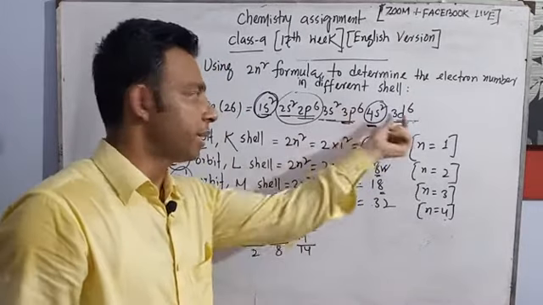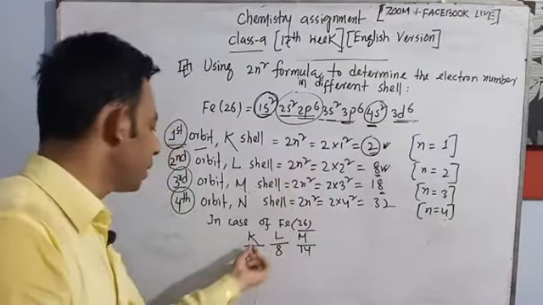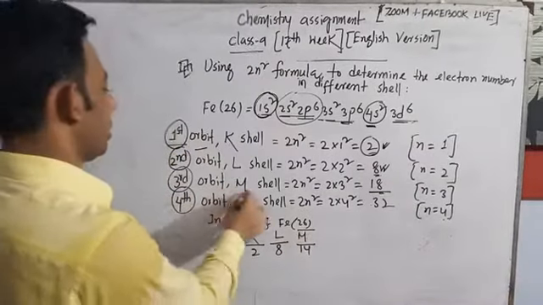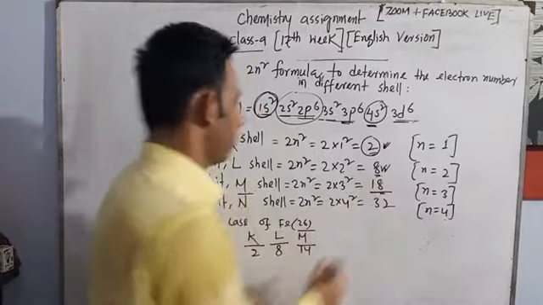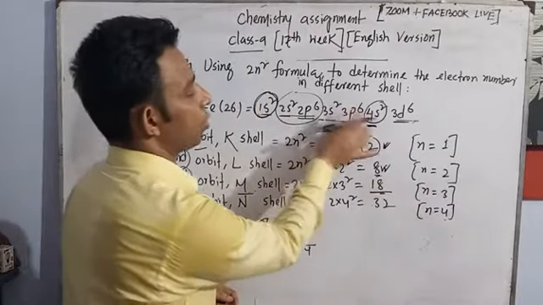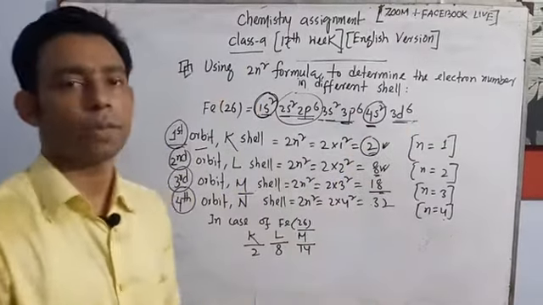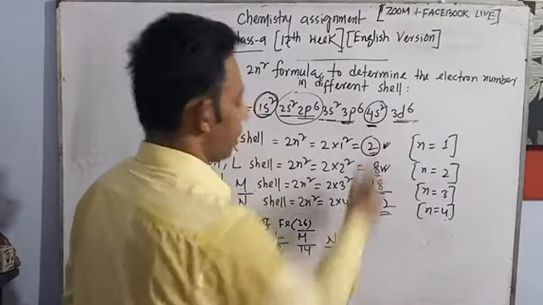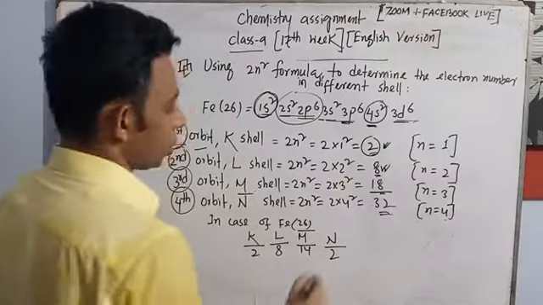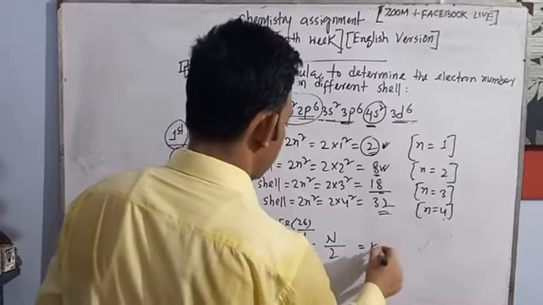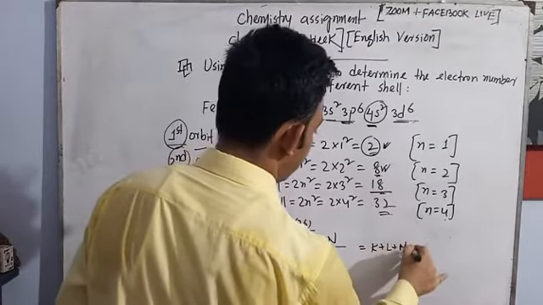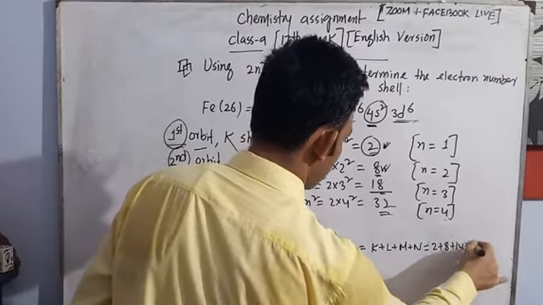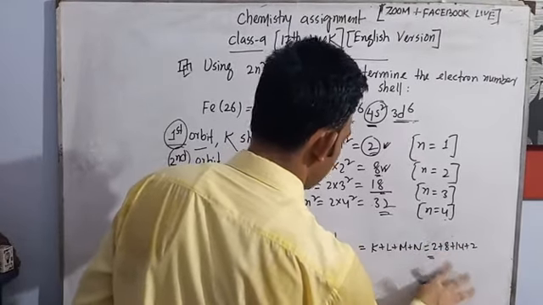Don't write only 8 and 6, no need. Just write KLMN, 14 here. Maximum electron capacity in the M shell is 18, but we have 14, since we have seen 6 plus 2, 8 and 6, 14. N shell, maximum electrons 32, but we have only 2. So in total KLMN, total number of electrons 2 plus 8 plus 14 plus 2, that means 26.